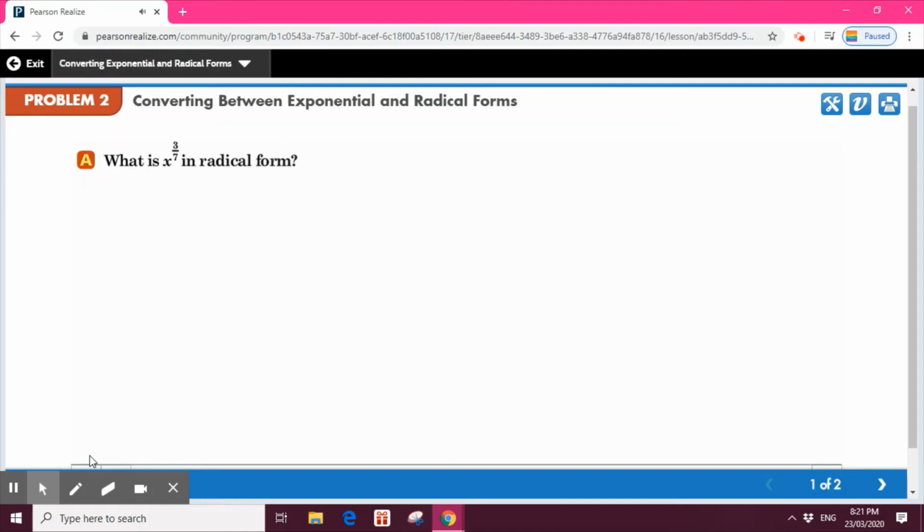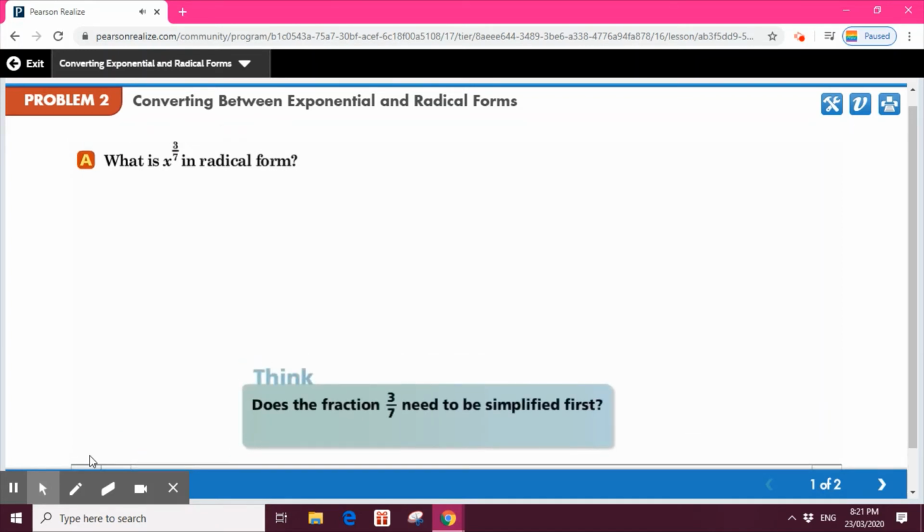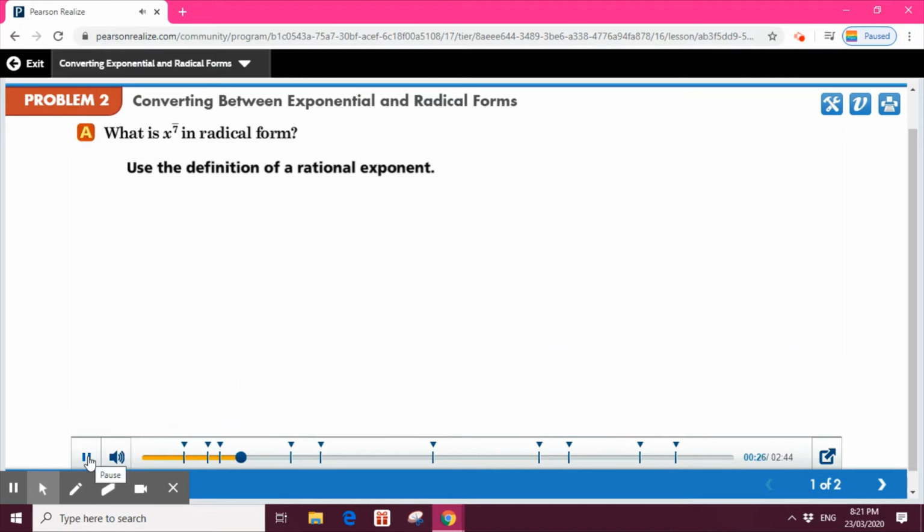Part A. What is x to the 3/7 power in radical form? Does the fraction 3 divided by 7 need to be simplified first? No. The fraction is already in lowest terms. Use the definition of a rational exponent.